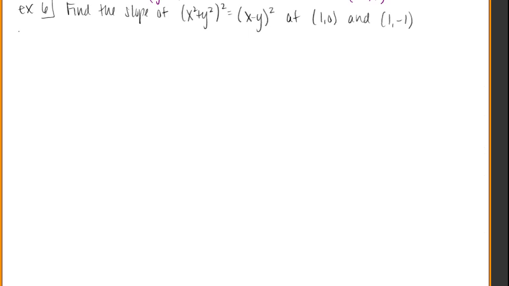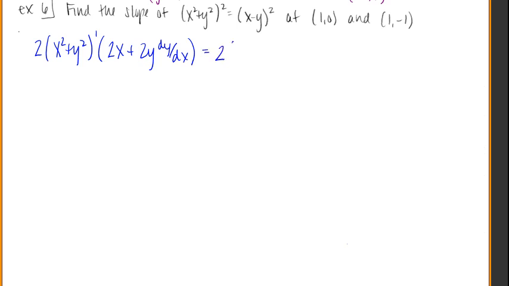If we're going to take the derivative of anything to a power, we're going to drop that power. So x squared plus y squared, now to the first, and then times the derivative of the base, so it'll be 2x plus 2y dy/dx. And on the right, we're going to drop the 2 down front. It's now to the first power, and then times the derivative of the base, which is 1 minus 1 dy/dx.